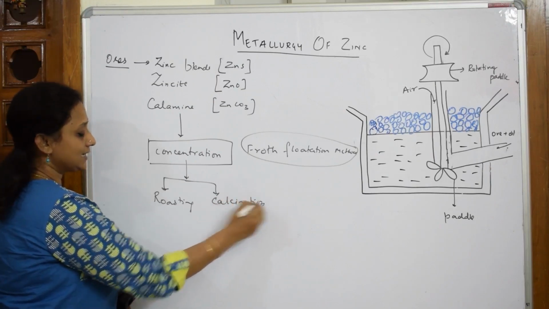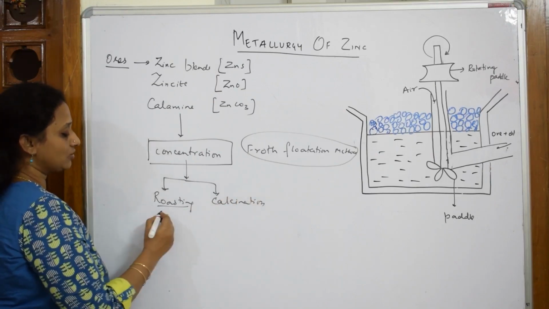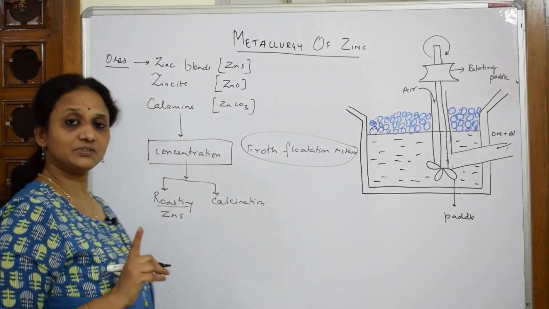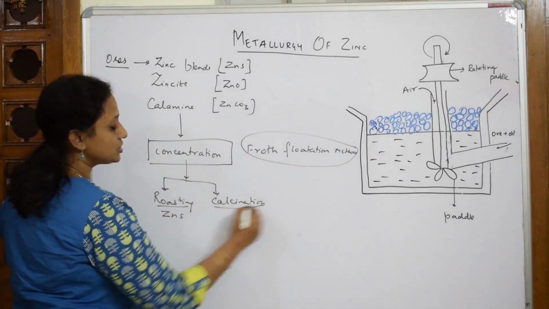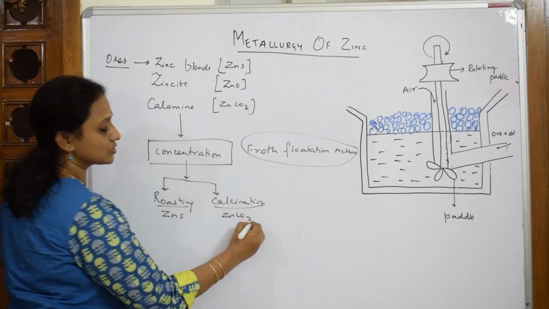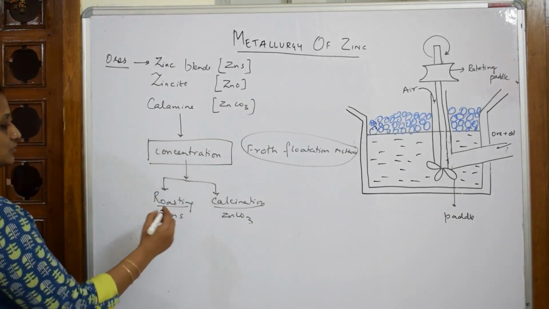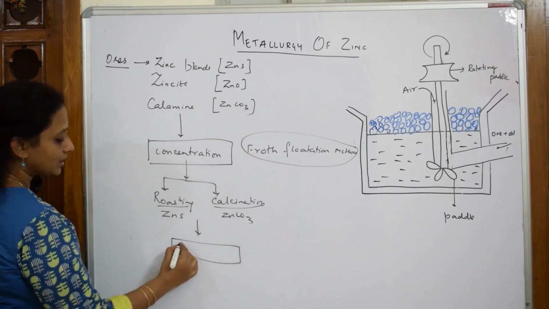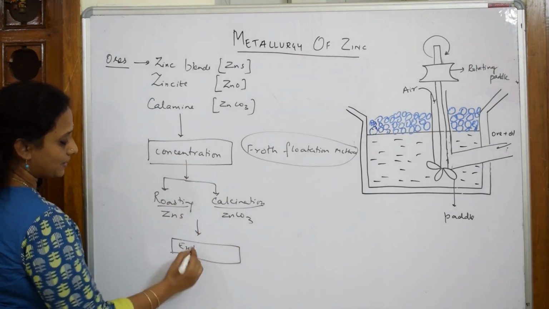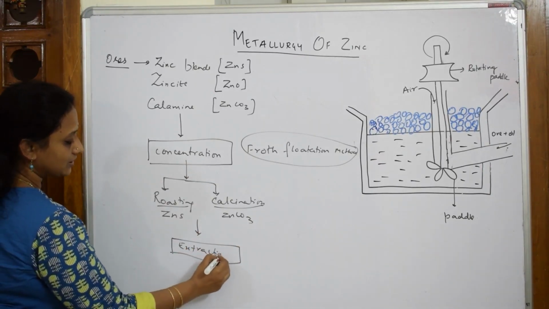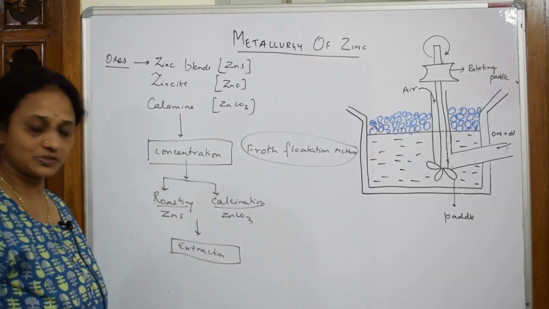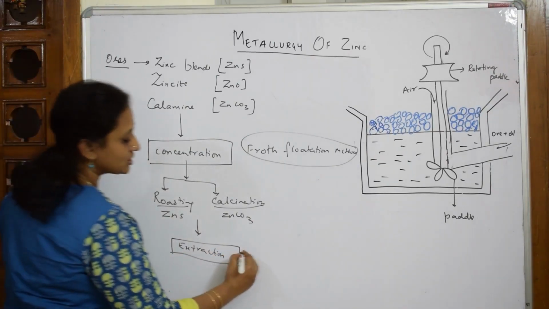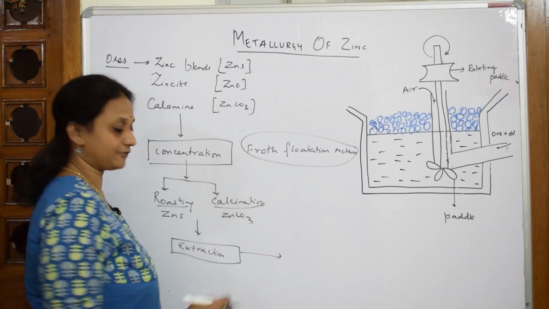For roasting and calcination, in roasting I'm always going to take sulfide ores. Roasting is done with the sulfide ores and calcination is always done with carbonate ores. Remember this. After roasting and calcination, we are going to take it for a process called extraction. These are also part of extraction, but we are going to further extract it by a reduction process, right? After extraction, we are going to take it for refining.